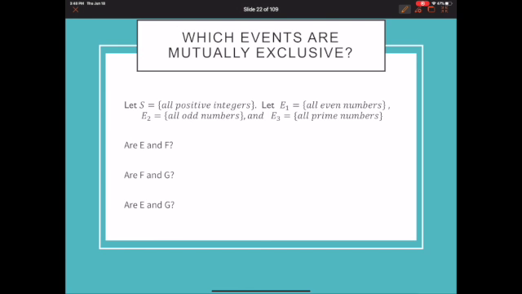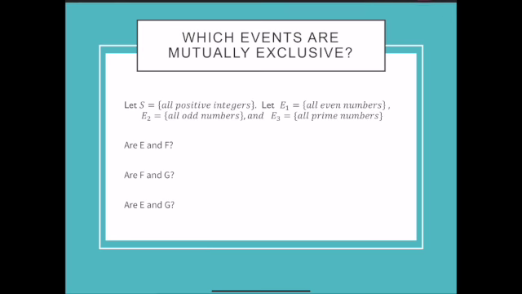So let's talk about something where the event space is a little less defined. Well, it's very defined, but we don't have the entire set listed out. So for example, let S be all positive integers, right? Remember the integers are 1, 2, 3, 4. These are positive integers. Let E1 be all even numbers. So that's 2, 4, 6, 8. Any number that's a multiple of 2 is an even number. And let E2 be odd numbers. And E3 is all prime numbers.